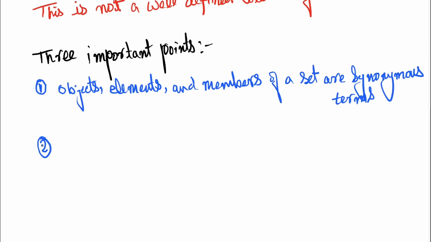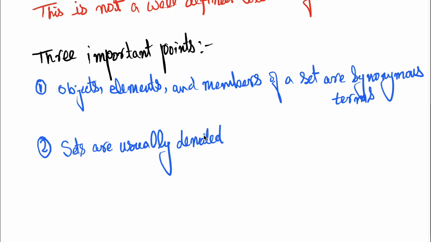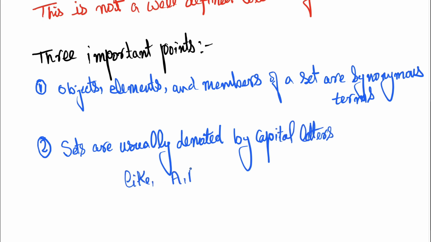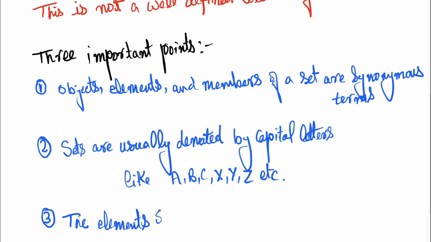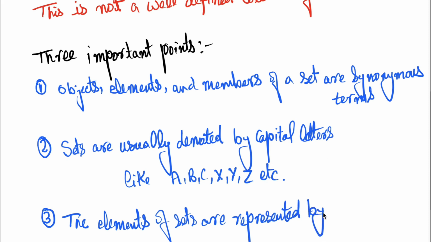The second thing we need to remember is that sets are usually denoted by capital letters like A, B, C, X, Y, Z, etc. And the third thing to remember about sets is that the elements of a set are represented by small letters, like a, b, c, x, y, z, etc.